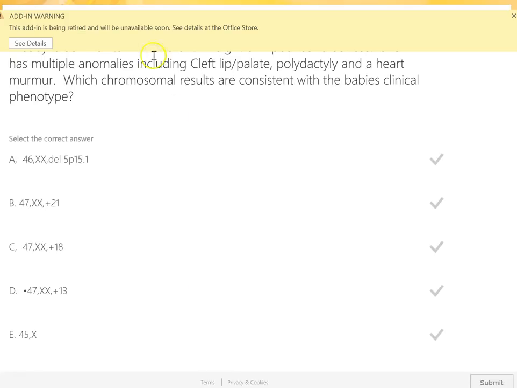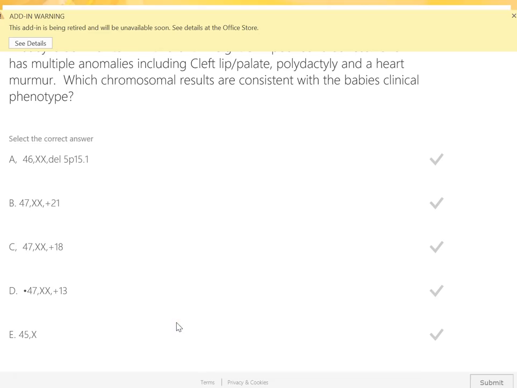So, a baby is born with multiple congenital anomalies, including cleft lip and palate, polydactyly and a heart murmur. What is the most likely cause of this? Deletion 5p, trisomy 21, trisomy 18, trisomy 13. The correct answer is trisomy 13, because 5p minus would be the high-pitched cat cry and the microcephaly. Trisomy 21 would be low muscle tone, thick nuchal fold, maybe a heart defect, simian crease. Trisomy 18 would be overlapping fingers, rocker bottom feet. And we didn't talk about Turner syndrome here, but that is the correct answer. And this concludes this module.